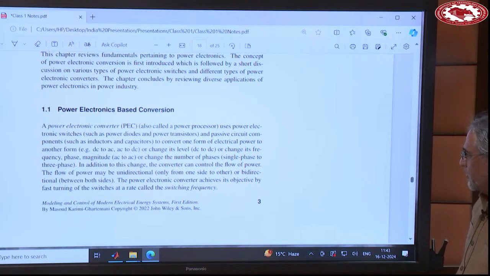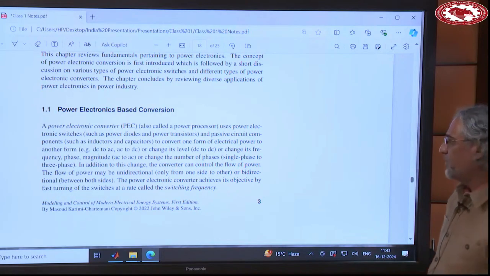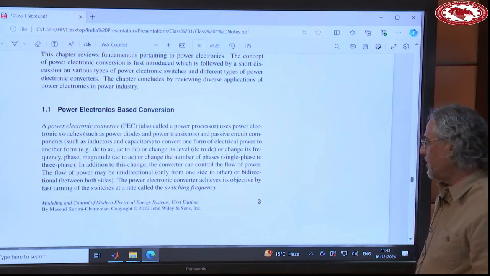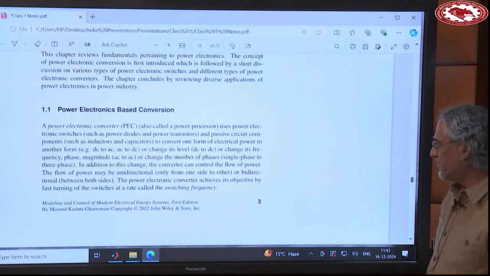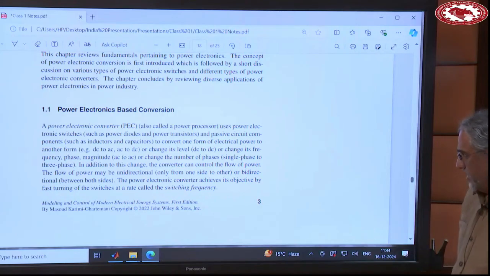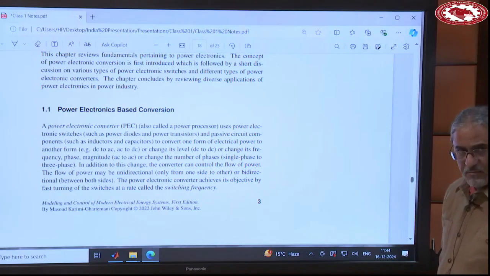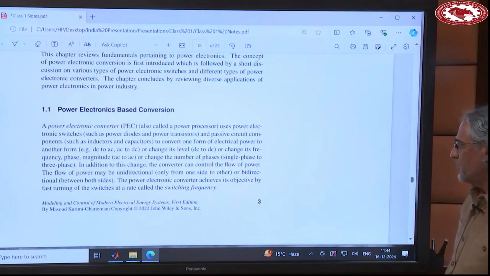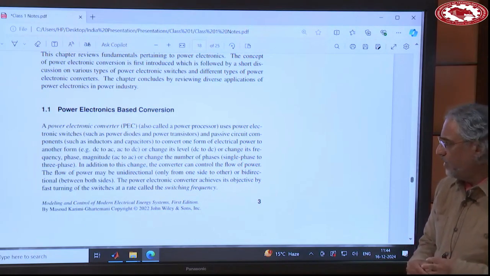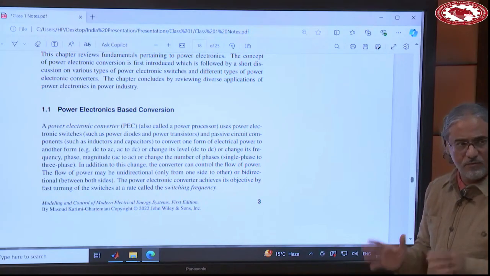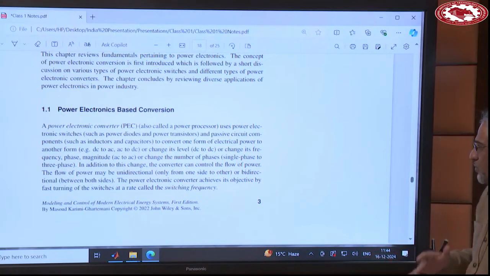So a power electronic converter, which some people also like to call a power processor, uses power electronic switches such as diodes, power diodes, and different types of power transistors, combined with passive circuit components, by which we mean inductors and capacitors, to convert one form of electricity to another form and to control the flow of that power.